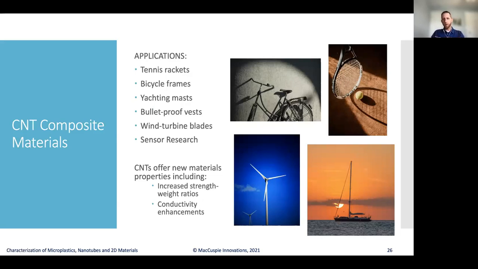For carbon nanotubes, they're really interesting. Obviously, they could benefit from frequent characterization, but they have a lot of applications in different industry spaces. Carbon nanotubes have been used to make tennis rackets lighter and stronger. They've been used in bicycle frames and yachting masts, wind turbine blades. They've been made into bulletproof vests. There's a lot of ongoing sensor research, a whole variety of other applications, too much to fit on a single slide.